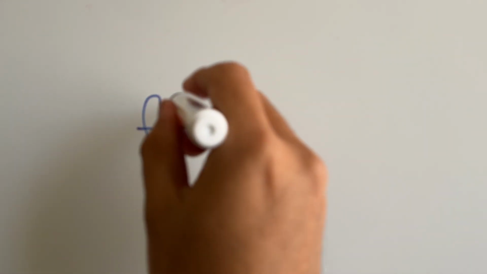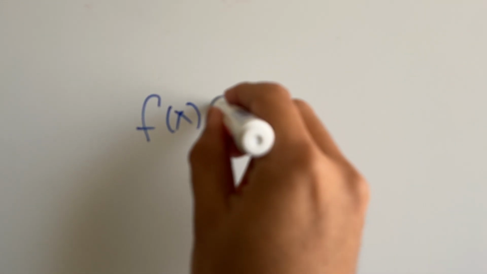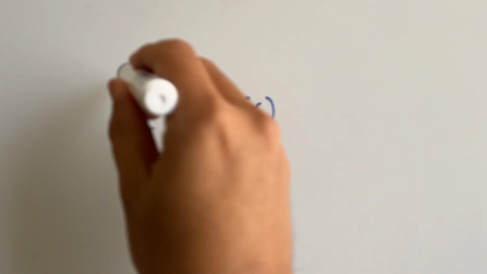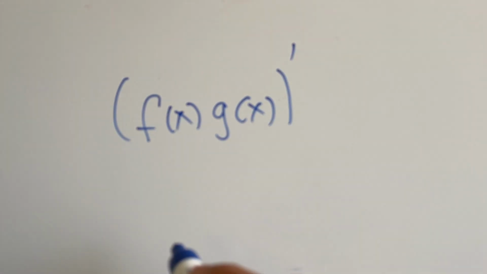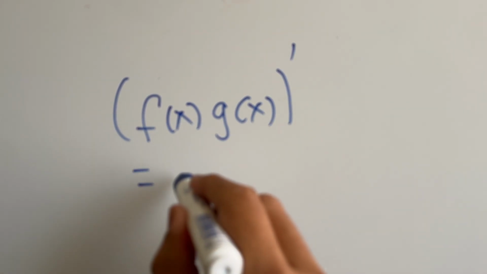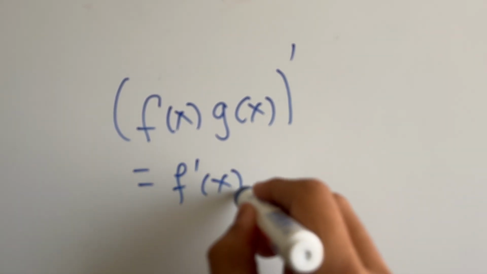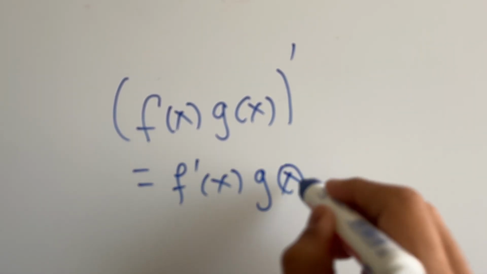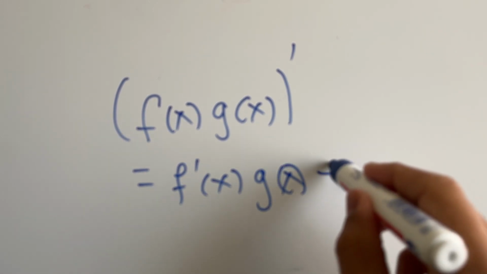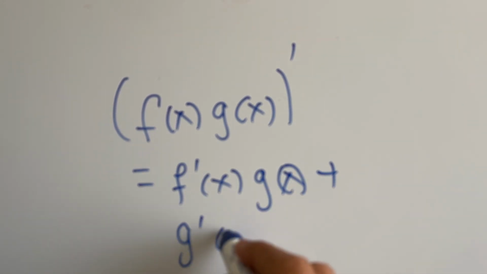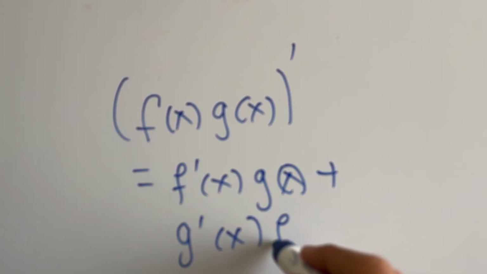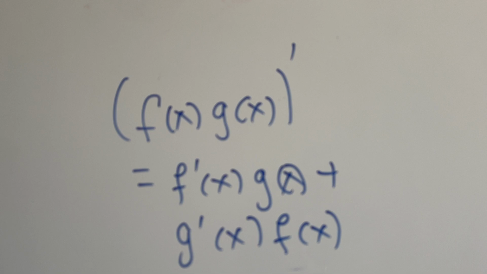Our next rule is called the product rule, and it states that if we have functions f and g, then the derivative of the product f of x times g of x is equal to f prime of x times g of x plus g prime of x times f of x.